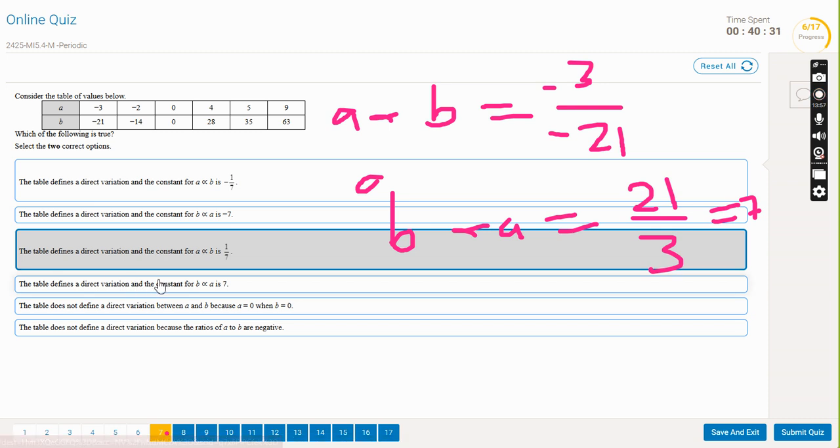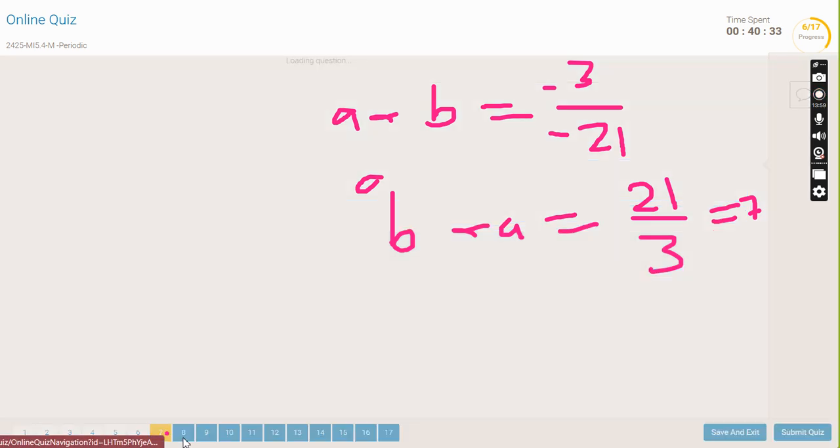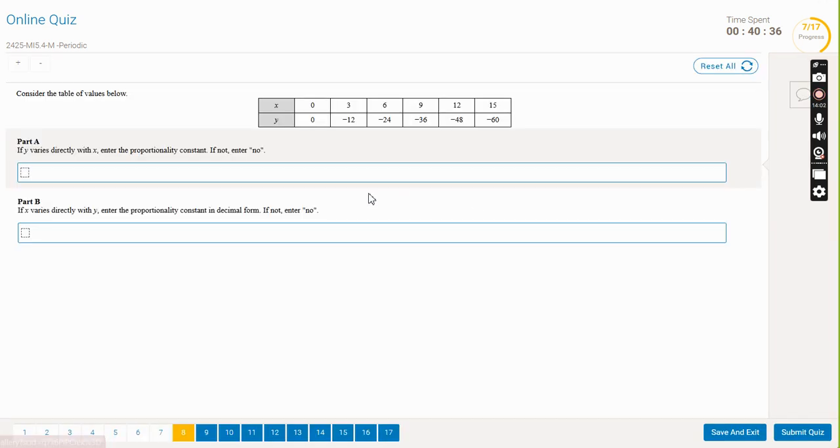So let's go with this. Let's go to the next one. Here again, they're asking if y varies directly with x, enter the proportionality constant. So now again, I'm telling you this. When they mention y first, it will be y equals kx. I know a lot of people are tempted to just write the answer, but we have to solve it. So y is what here? Y will be minus 12, k as the unknown, and x is 3. Again, you will divide this. What will you get? Minus 4.